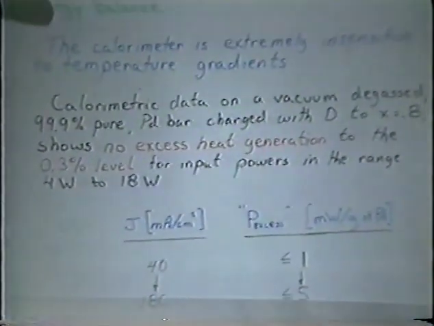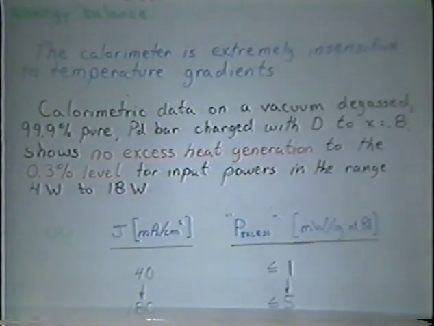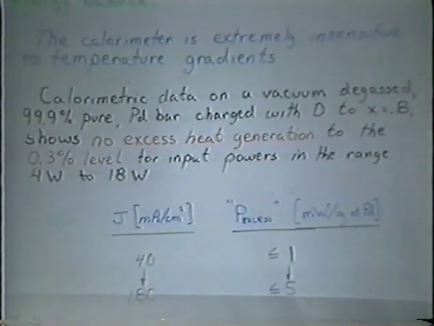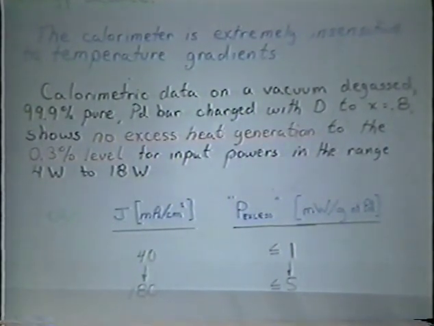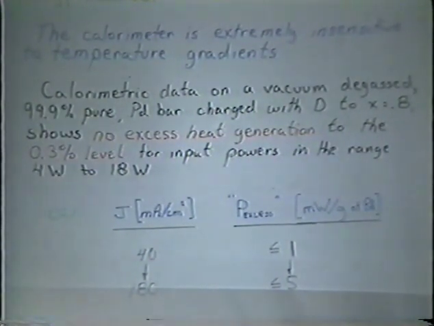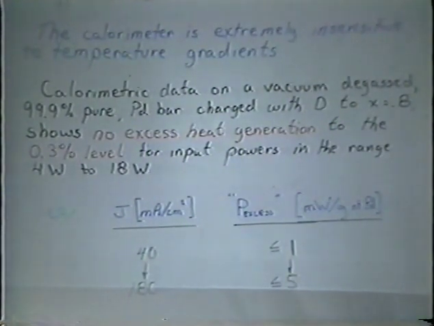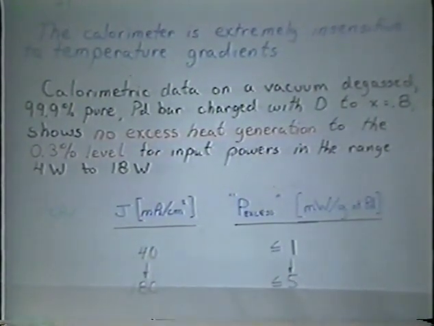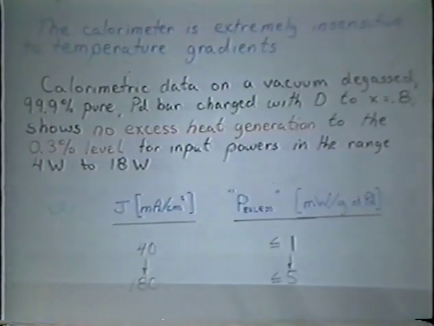And when we run with a palladium sample, we see no excess heat generation to the 0.3% level over the range of power inputs, 4 watts to 18 watts. After seeing the results from Texas A&M this morning, I've written down what these results correspond to in terms of a current density and an excess power per gram of cathode material. So you can see at 40 milliamps per square centimeter, we see no excess heating to the 1 milliwatt per gram level.